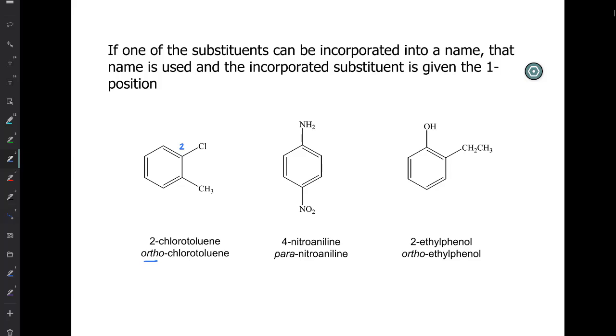Now, the next molecule has an amino group and a nitro group. If you can incorporate the name again, that is what we're going to do here. We can incorporate the amino group by calling this aniline, and so it becomes 4-nitroaniline. And then the hydroxy and the ethyl group, the hydroxy can be incorporated into the name as phenol, and so we would call this 2-ethyl phenol.